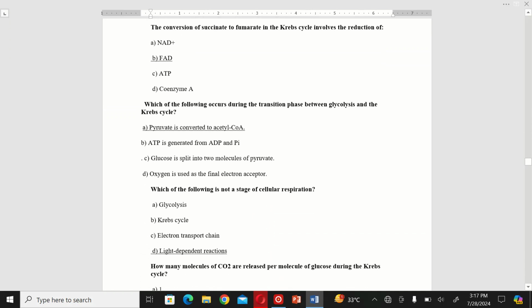The conversion of succinate to fumarate in the Krebs cycle involves the reduction of A. NADH plus, B. FAD, C. ATP, D. Coenzyme A. So the correct option is B.